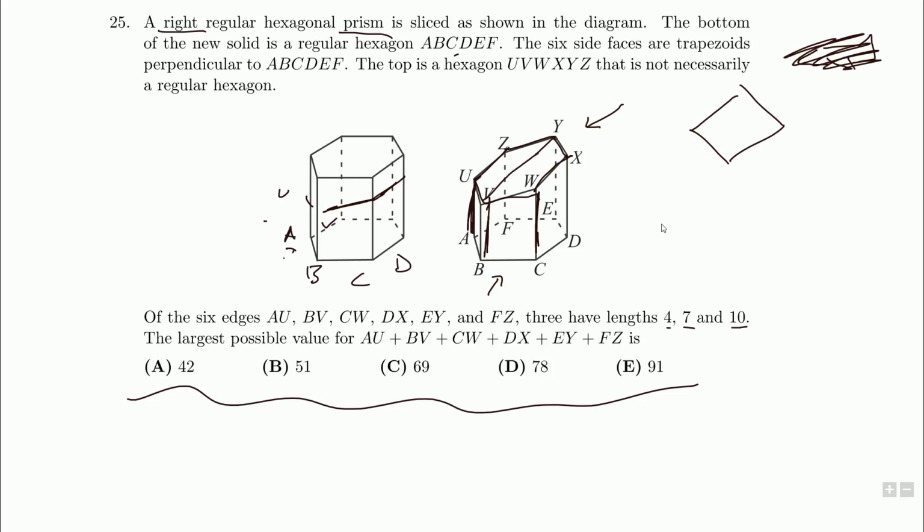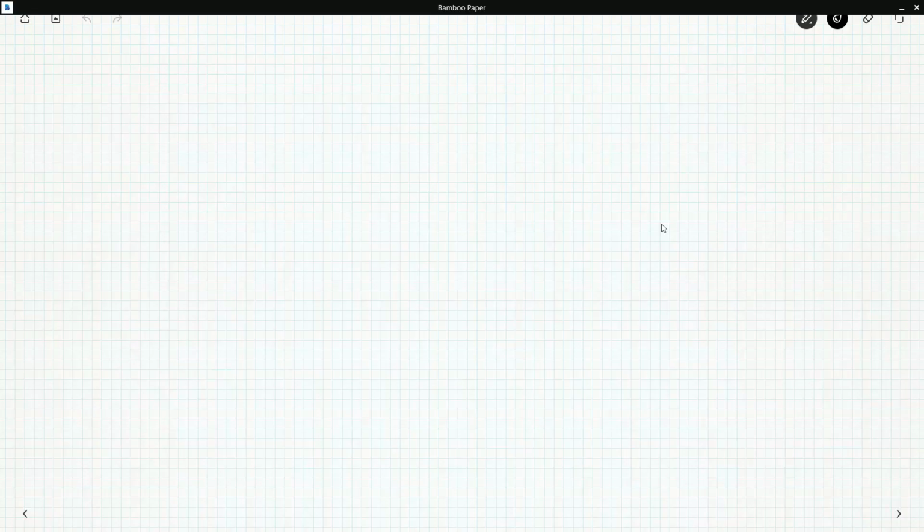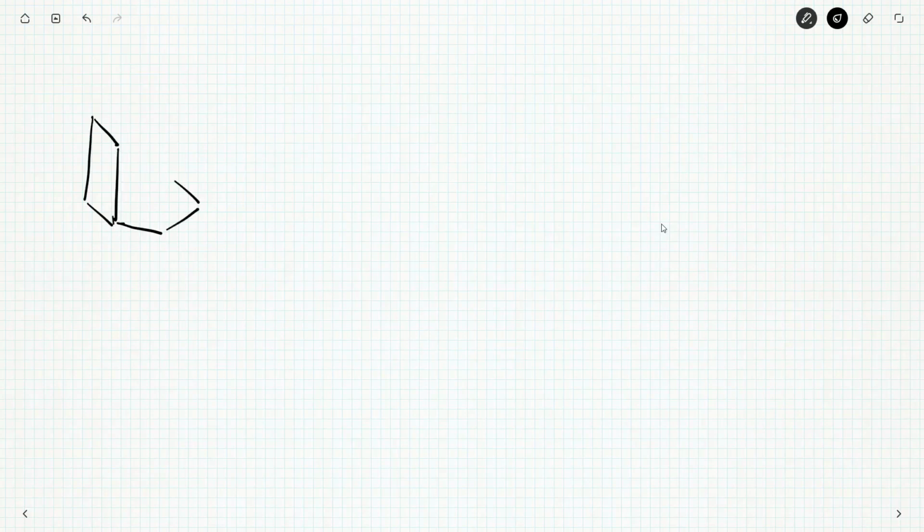Okay. So, I don't know which of these heights are going to be 4, 7, and 10. I'm going to give names to these heights rather than calling them AU and everything like that. I'll see if I can draw the picture. I don't want to draw this picture very many times. But, ta-da.